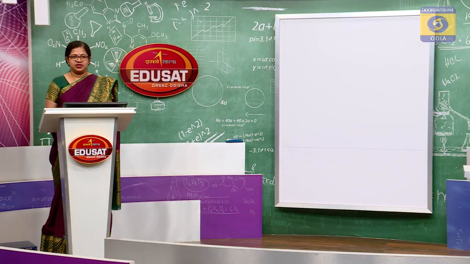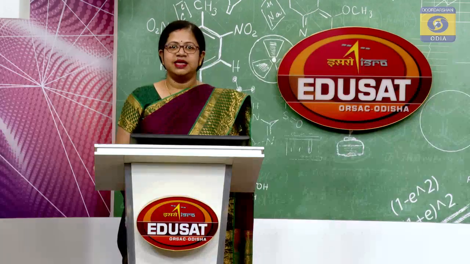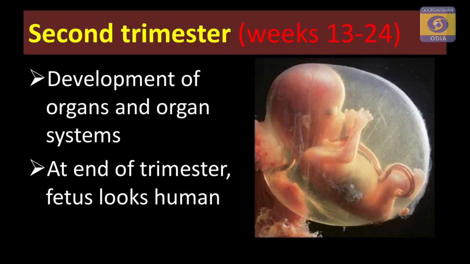Now, what happens during the first trimester? We can say week 1 to 12 are included under this first trimester, and during this period all the embryological and early fetal developments will take place, and the rudiments of all the organ systems that are going to develop are formed during this trimester. So, we can say that rudiments of all major organ systems will appear by the first trimester, and in the diagram you can see it does not completely look like a human, but there are certain rudimentary structures that resemble a human being.